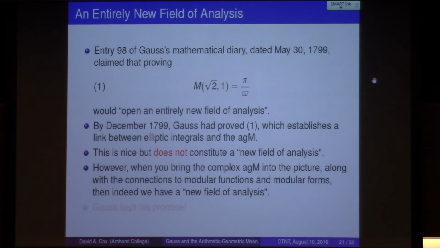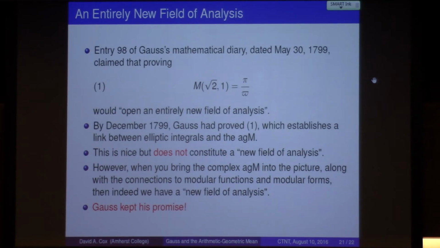But then when you throw in the complex AGM and the connection with modular functions and modular forms, then we really do have something genuinely new. And so in this case, Gauss really was true to his word.